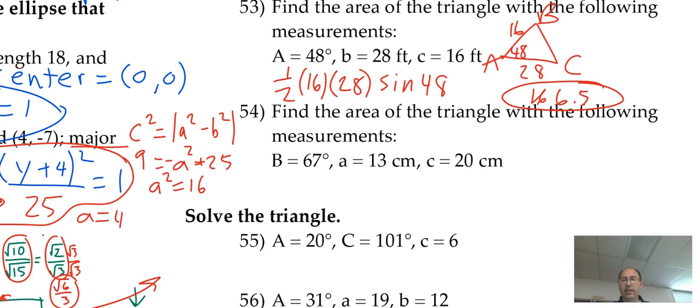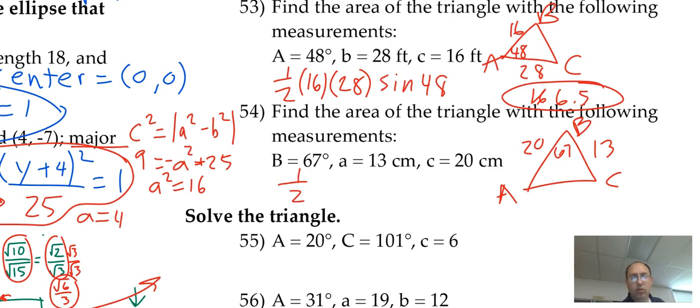Okay, 54. Find the area with, okay, where are they making me do this again? All right, I can do this again. All right, we got A, B, and C. We got a 67. Side A is 13. Side C is 20. I've got two sides and the angle in between. Back to the formula. 1/2 times 13 times 20 times the sine of 67. 0.5 times 13 times 20 sine 67.